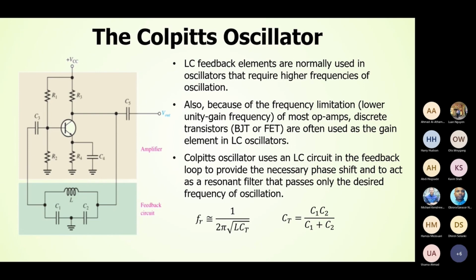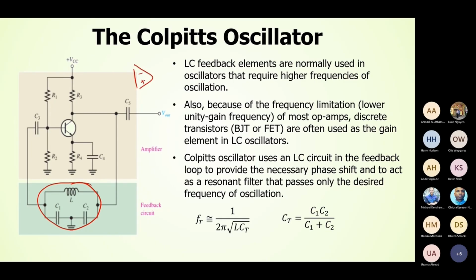So in the RC oscillator, you use RC feedback, and this type of oscillator is suitable for frequency up to 1 megahertz. In the Colpitts oscillator, we use LC feedback, so inductor and capacitor, and this LC feedback is actually suitable when you want to go for higher oscillation frequency. So LC feedback elements are normally used in oscillators that require higher frequency of oscillation. Another advantage of Colpitts oscillator is we do not need to use op-amp.